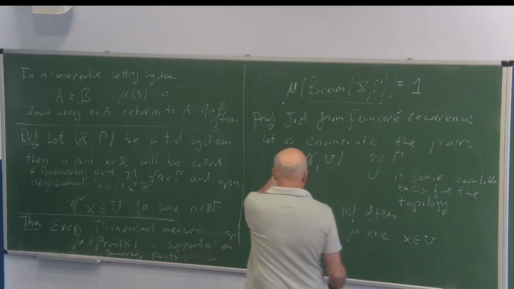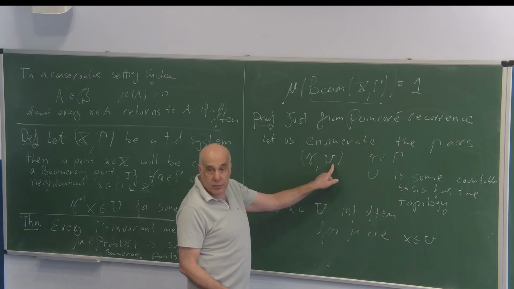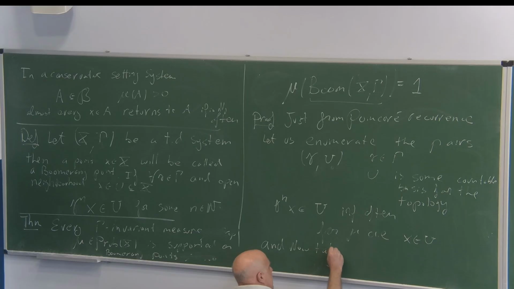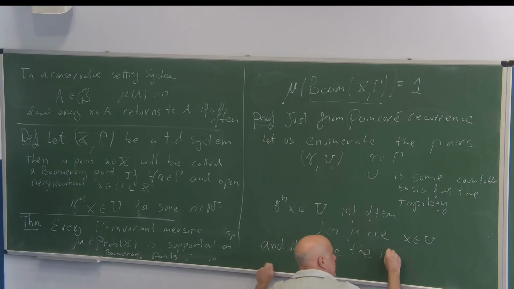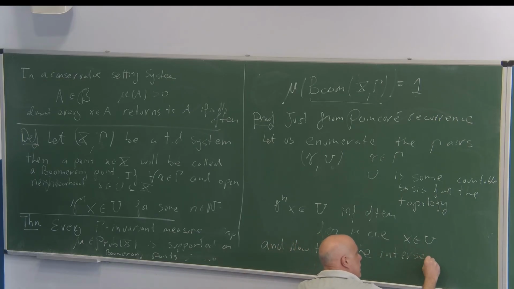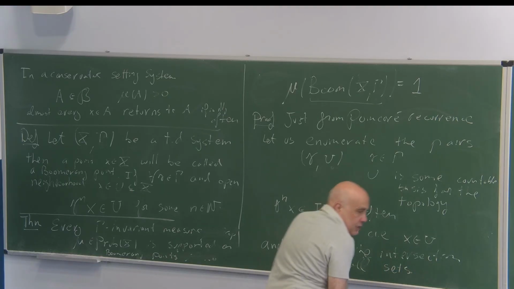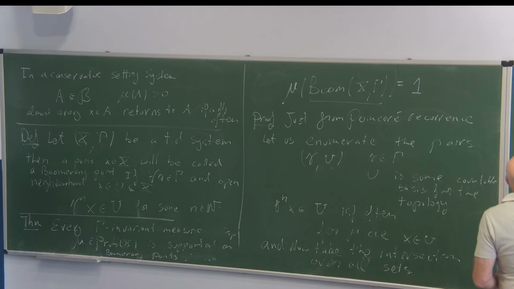And now we just intersect over this countable collection. And now take the intersection over all sets and group elements.